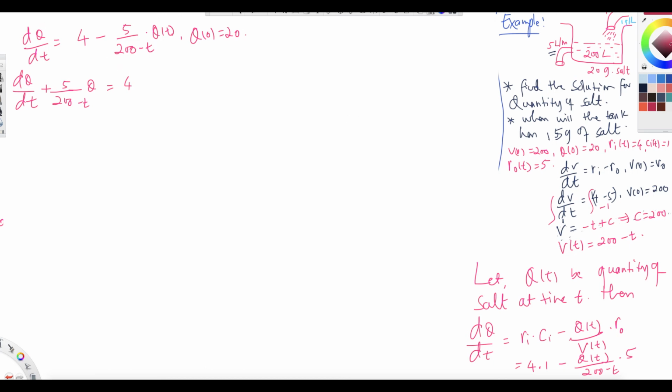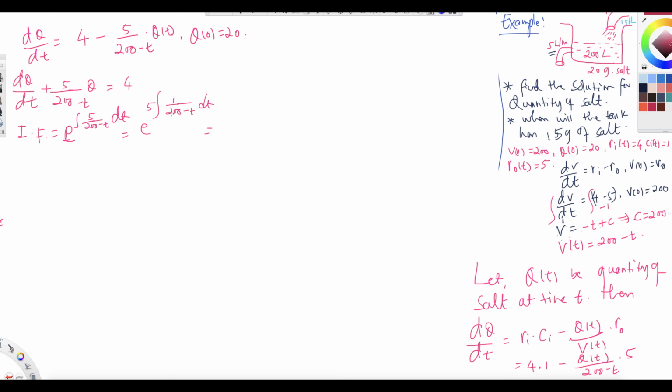So how do I solve this? Just find the integrating factor again. So you need to find the integrating factor, and then find the values there. So what is the integrating factor? The integrating factor is e to the integral of 5 over (200 minus t) dt. That is the same as e to the 5 times the integral of 1 over (200 minus t) dt.